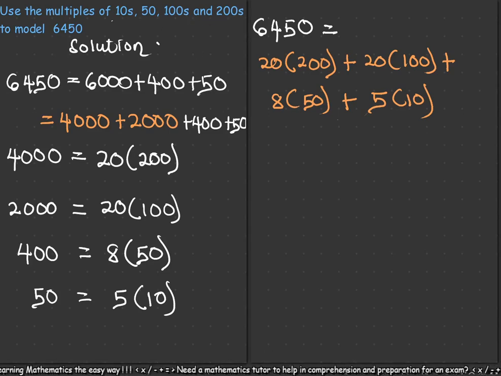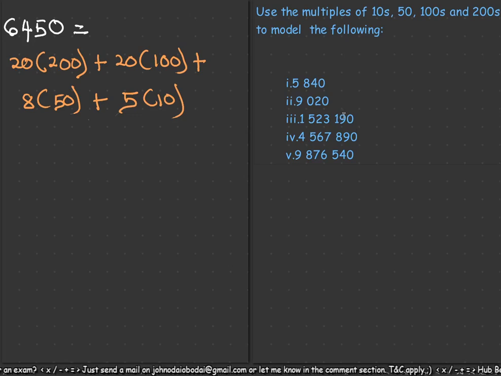Now, as usual, I'll leave some exercises you can try on your own just to test your understanding. So here you have 5 huge numbers. I would want you to use the multiples of 10s, 50s, 100s, and then 200s to model them. Now you can go over the lesson and look at how we have done it. The most important thing is you being able to divide to get your quotient out.